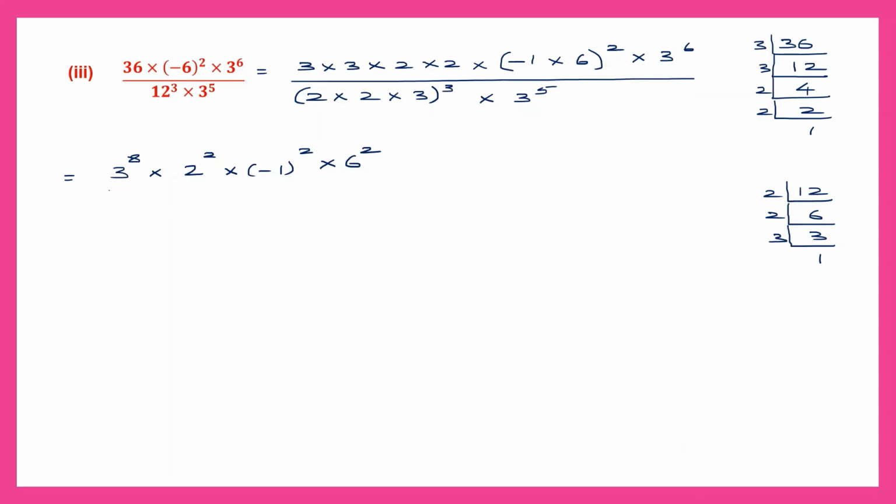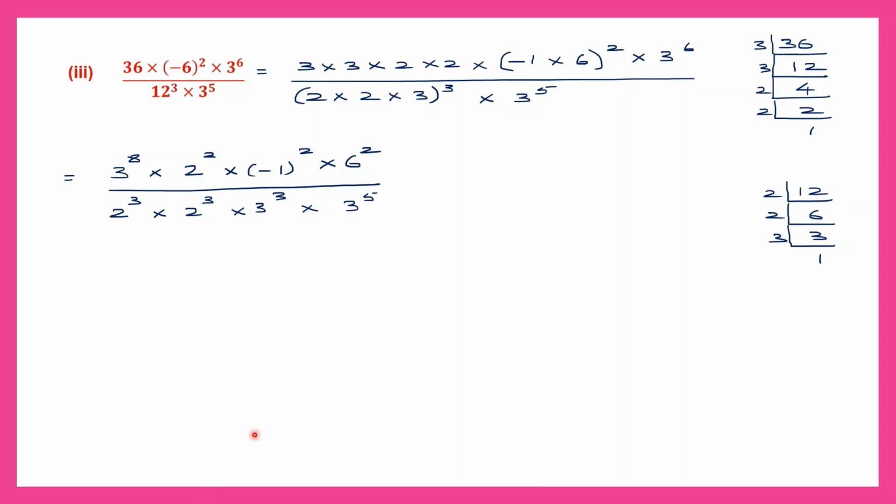Then in the denominator, what do we have? Now here also, as you can see, all these are raised to the power of 3. That means each one is raised to the power of 3. So let's write that first. So that is 2 to the power of 3 into again 2 to the power of 3 into 3 to the power of 3 into 3 to the power of 5.